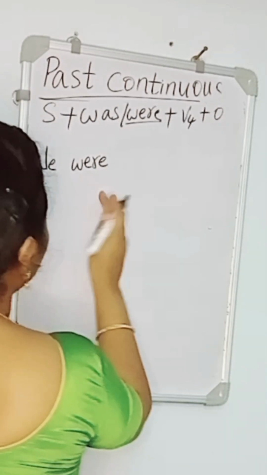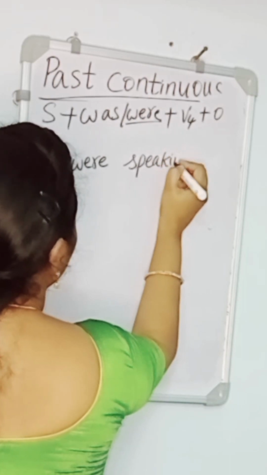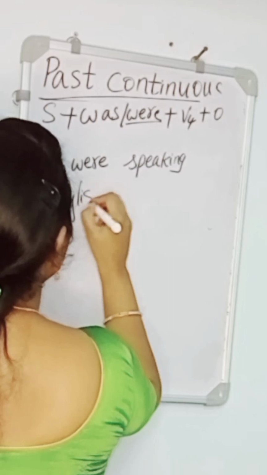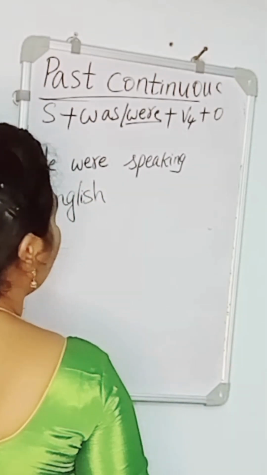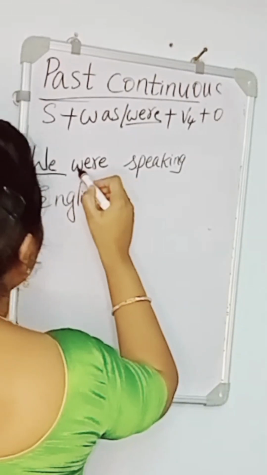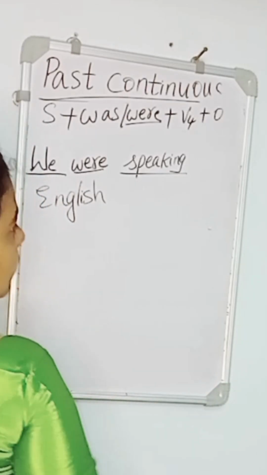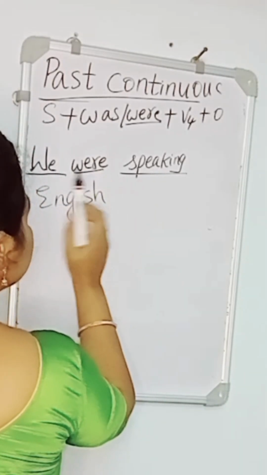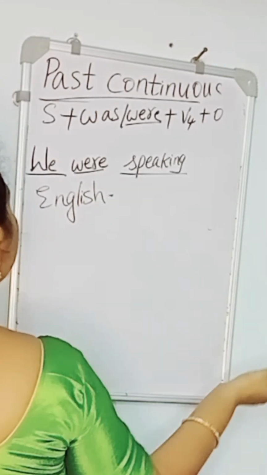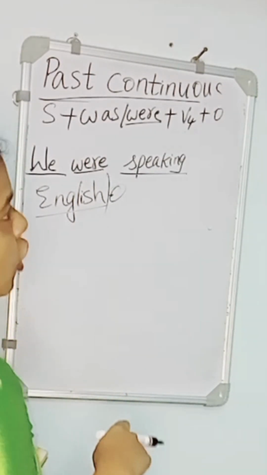Okay. We were speaking English. We were speaking English. Okay. So here we is subject and were is helping verb and speaking is V4. This is main verb and this is helping verb. And the remaining part after the V4 is object. Yes or no?